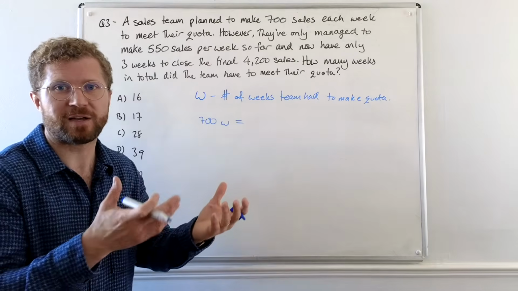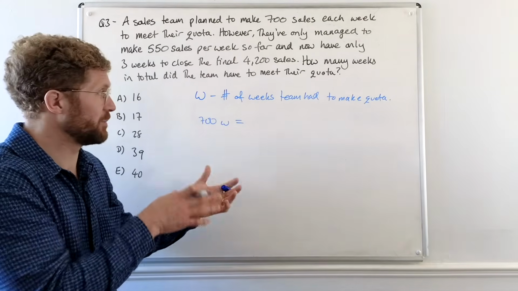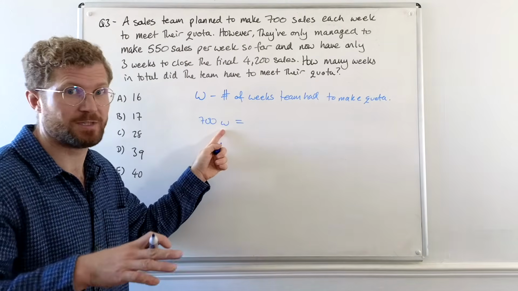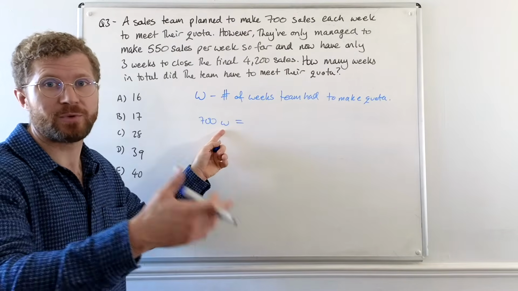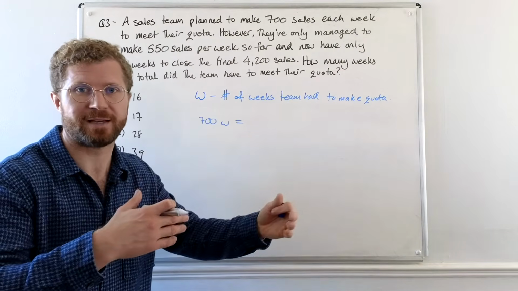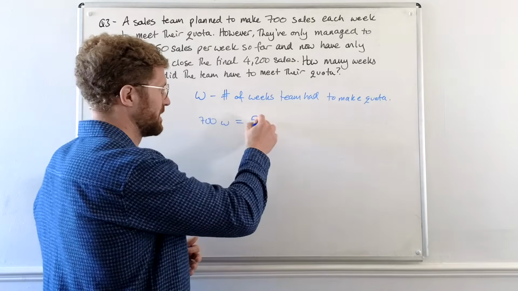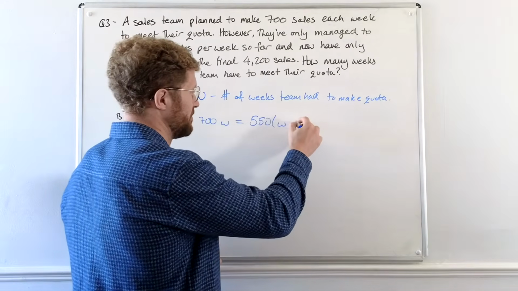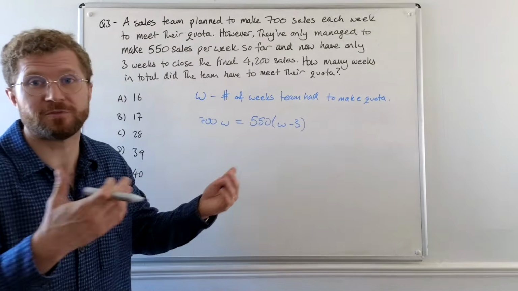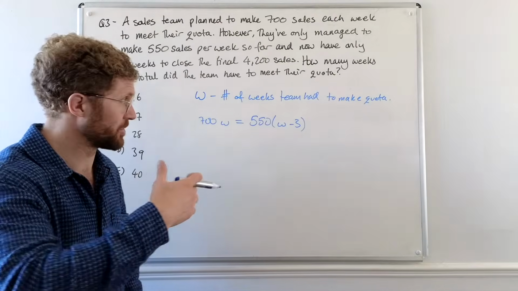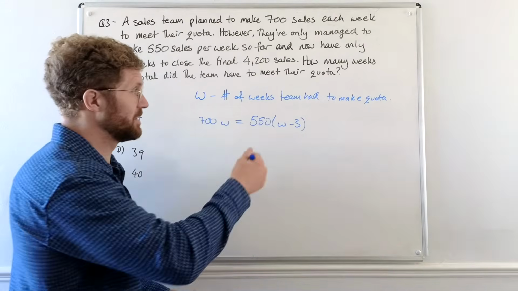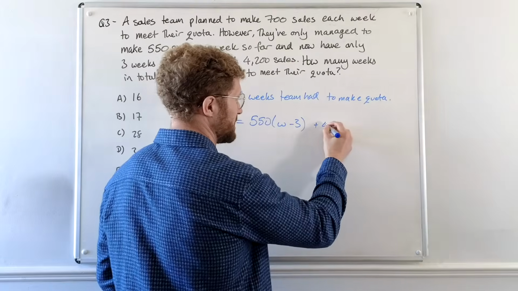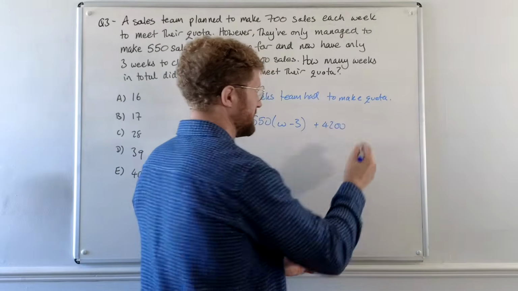So they've been making 550 sales per week for a number of weeks that's less than W. We're not going to use W again. They have 3 weeks to make the final sales, so up till now, 550 sales per week for W minus 3 weeks. 3 weeks fewer than the total number of weeks they had to work with. And so in those final 3 weeks, they need to make 4,200 sales.